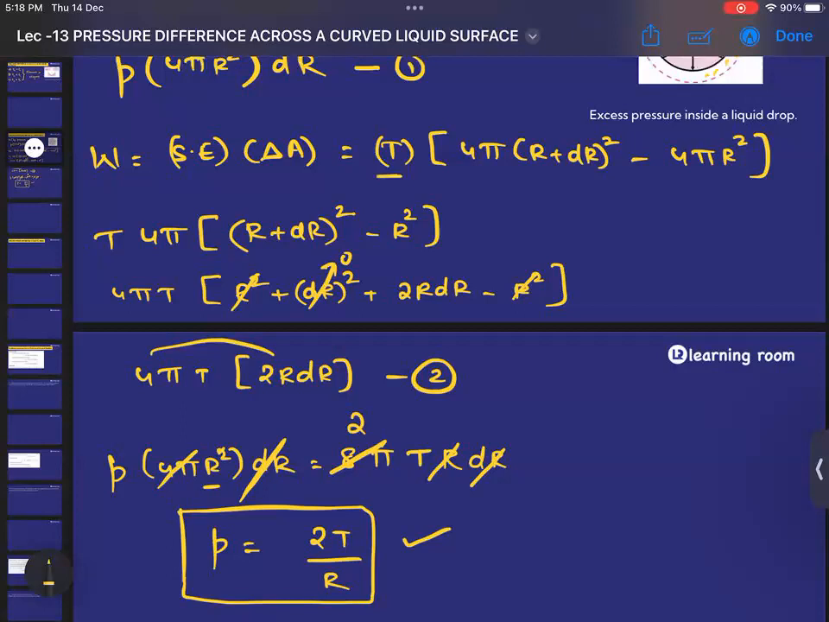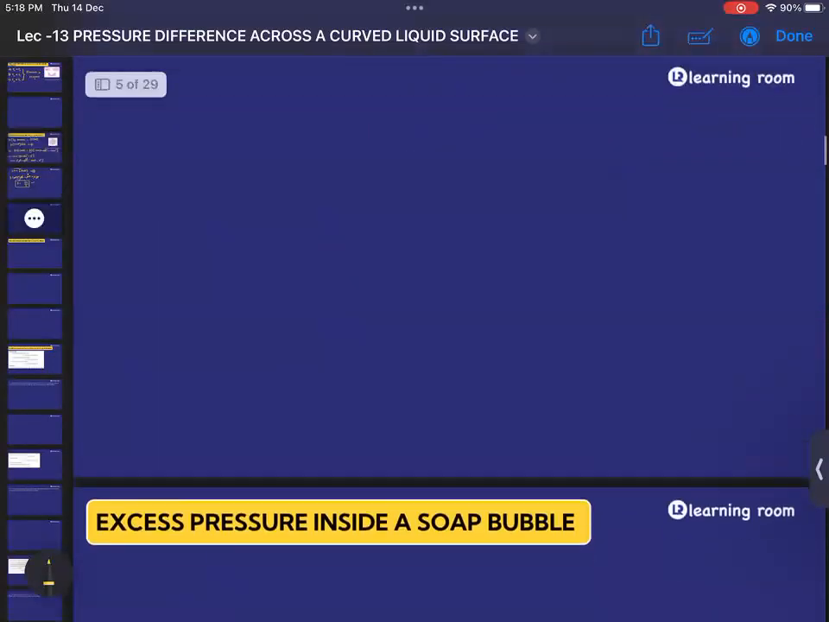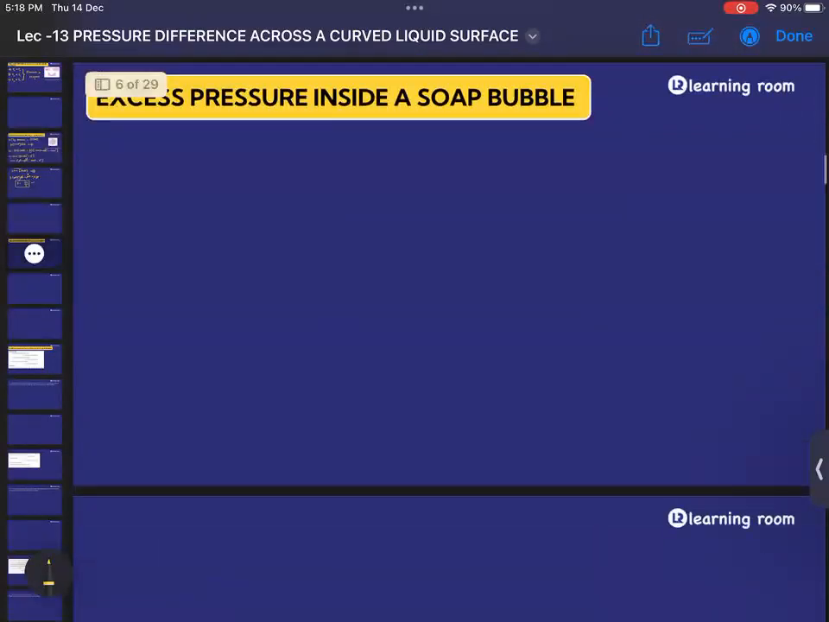So when I put that, what will the excess pressure come out to be? If in the case of liquid drop it is 2T by R, there it will come out as 4T by R. That's it. So can you all just quickly write it down? You yourself can derive and see. I want you to practice immediately. Can you do that, please?